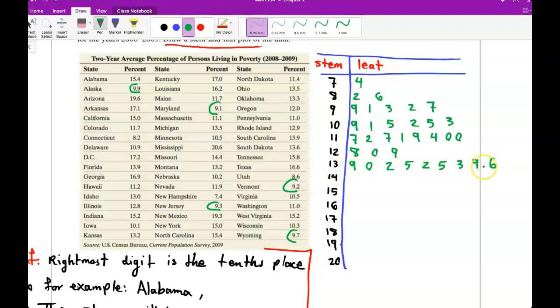Okay, so we have 13.6. Here is 14.4, 15.4, 15.0, 15.2, again 15.0, 15.4, 15.8, and 15.2. 16.9, 17.1, 20, 18, we have nothing here, 19.6.